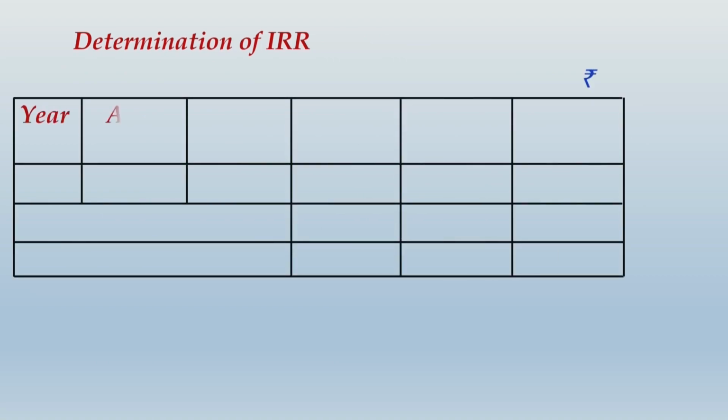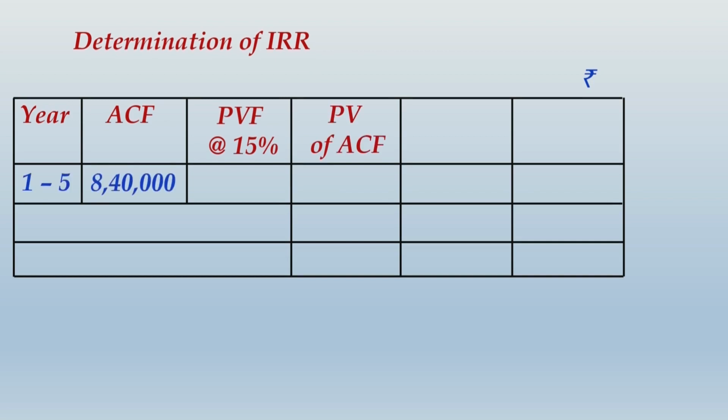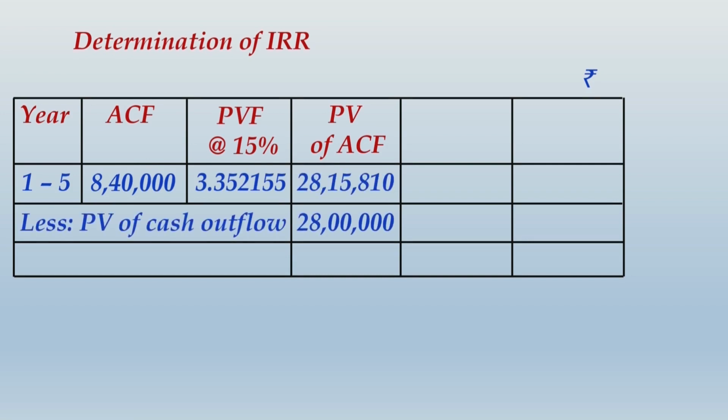So we start with a discounting rate of 15%. We make the same calculations, but this time using a 15% discounting rate, and this time we find that the present value of cash inflow comes to 28,15,810, whereas the initial investment being 28 lakhs, it results in an NPV of 15,810. Now it is still a positive NPV but coming very close to zero.